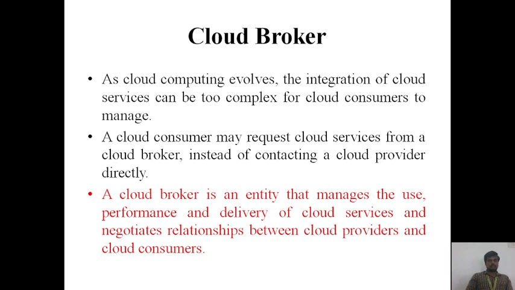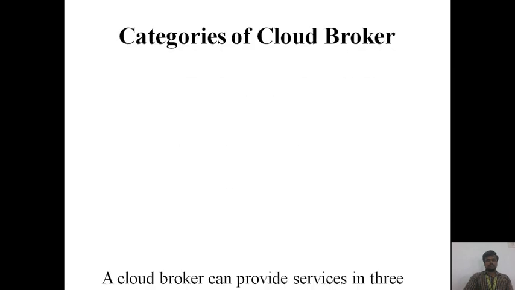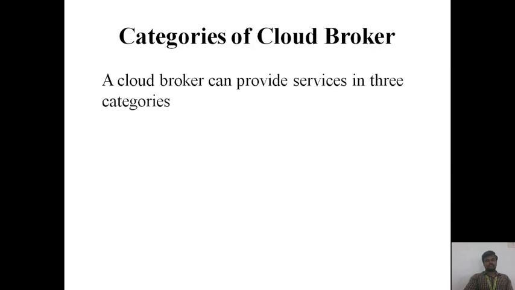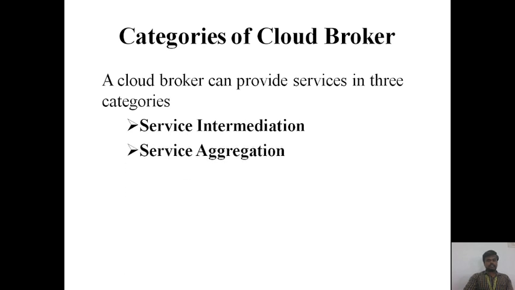So a cloud consumer may request some cloud services through the cloud broker. The cloud broker can give the data to the cloud consumer with the help of cloud providers directly. So this is the duty of the cloud brokers. These are the categories. There are three categories in cloud brokers. First one is service intermediation. Next one is service aggregation. Third one is service arbitrage.